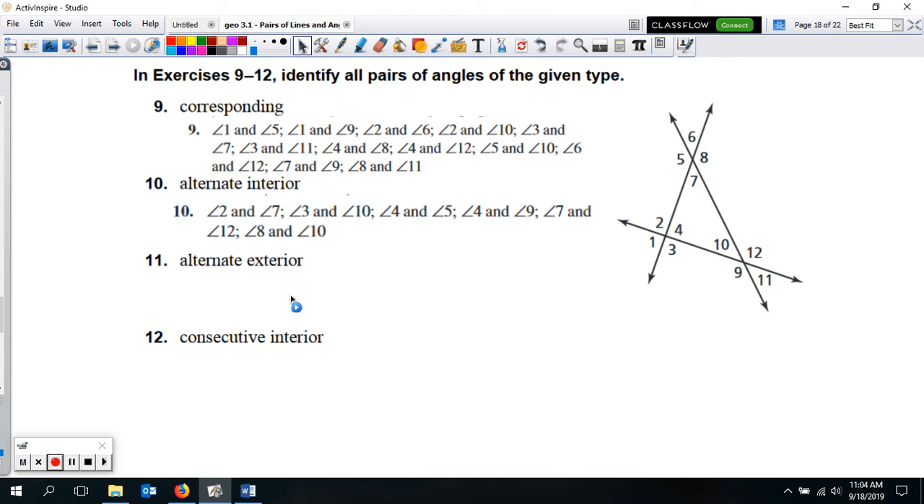So go ahead and find all the alternate exteriors. You're talking about the numbers on the outside. It's like 1 and 3, 6 and 8 on those two. So looking at the outside numbers on this one. Let's go ahead and pause the video and do number 11.